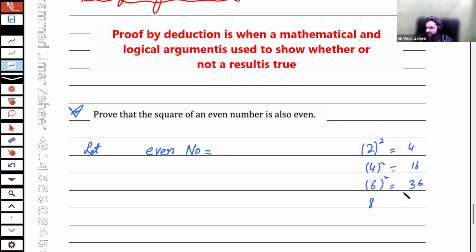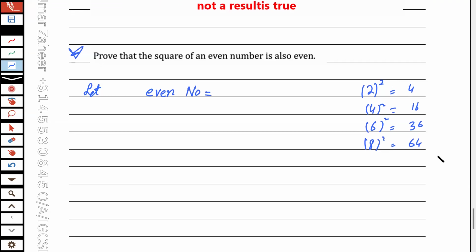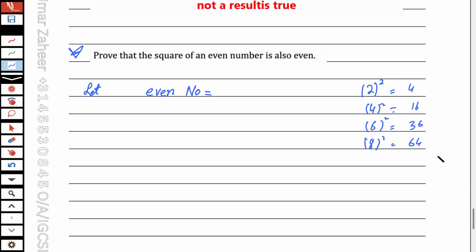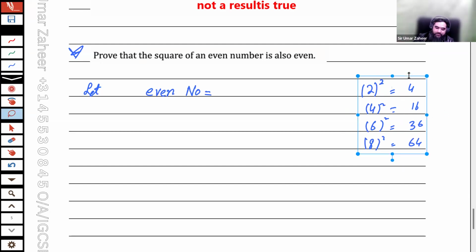16 is also an even number. 6 squared is 36, it is also an even number. 8 squared is 64, and 64 is also an even number. But you have to show it by proof. I'm just doing examples, but you have to prove it by the deduction method. Means you have to prove it in general.